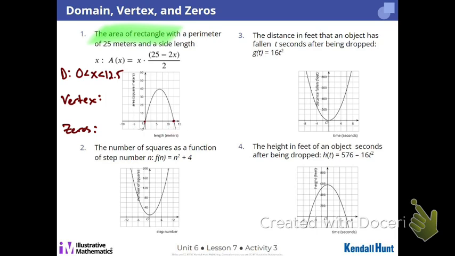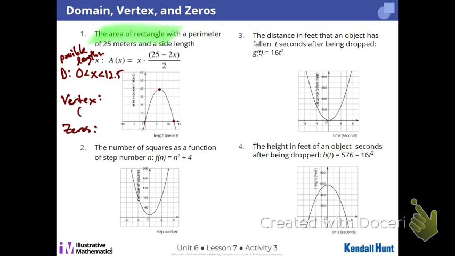I can't have these down here because I'm not going to have negative area of a rectangle. Okay? So domain are all possible lengths, right? These are possible lengths. Can we have fractions and decimals for lengths? Yeah. We can have parts, right, for lengths. Let's talk about the vertex. That's this spot right here.